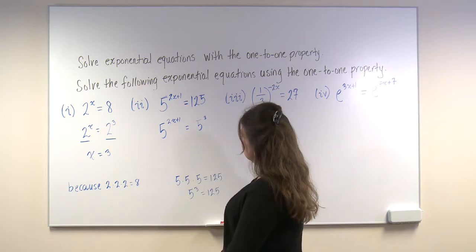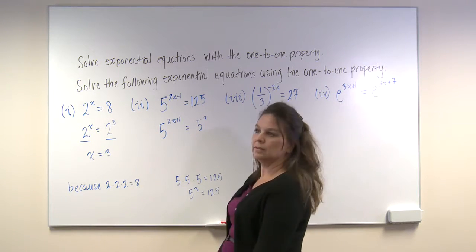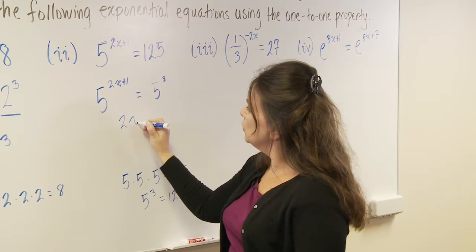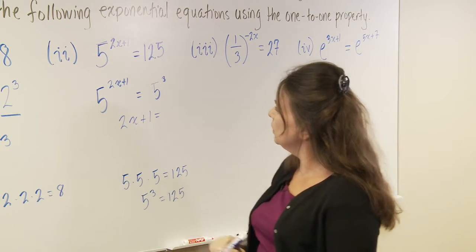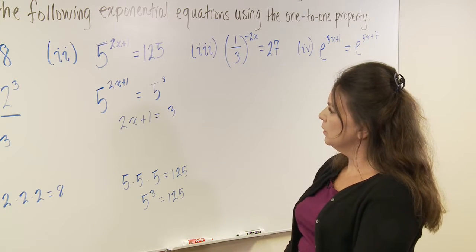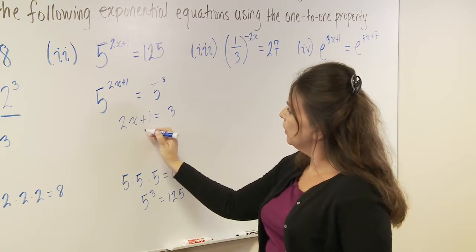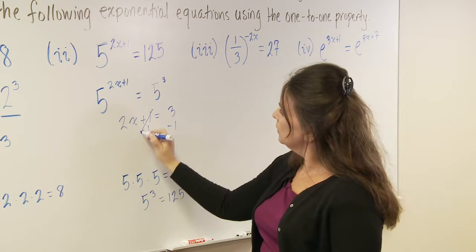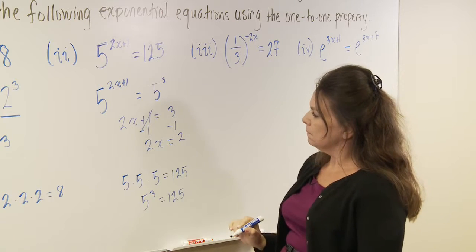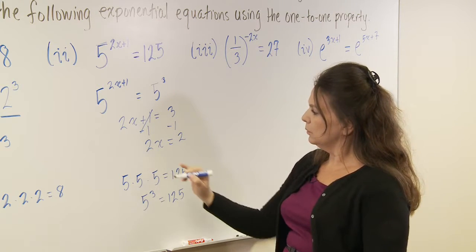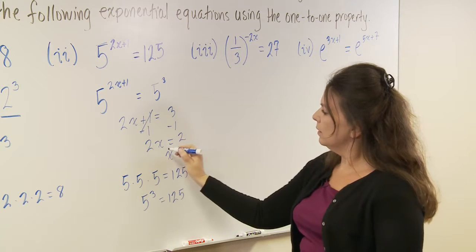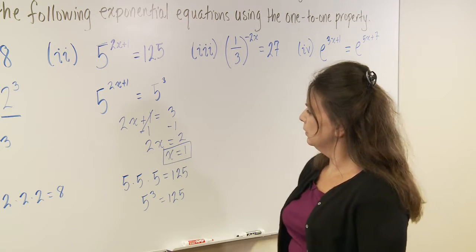Now that the bases are the same, I can equate the exponents and solve for the variable. So using the one-to-one property, I have 2x plus 1 is equal to the exponent on the right-hand side, which is 3. Now I'll solve for x by subtracting 1. So we have 2x is equal to 2. The next and last step will be to divide both sides by 2, and we find that x is equal to 1.